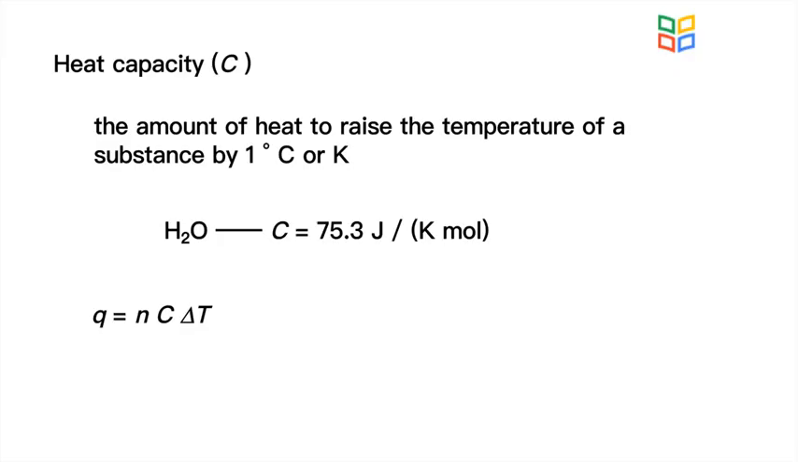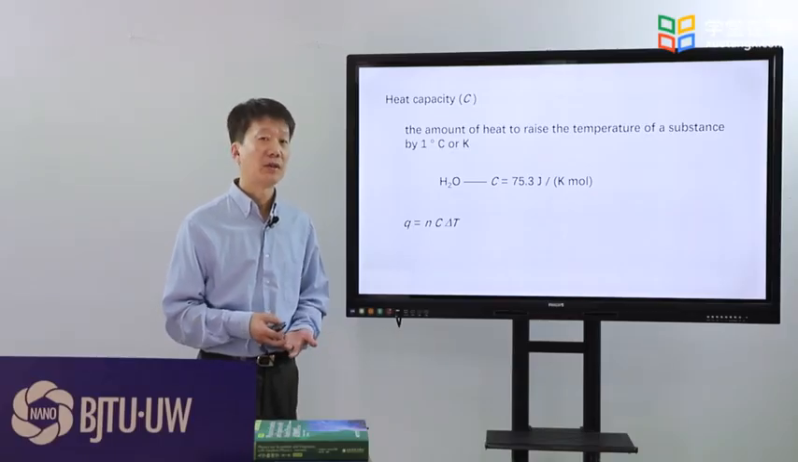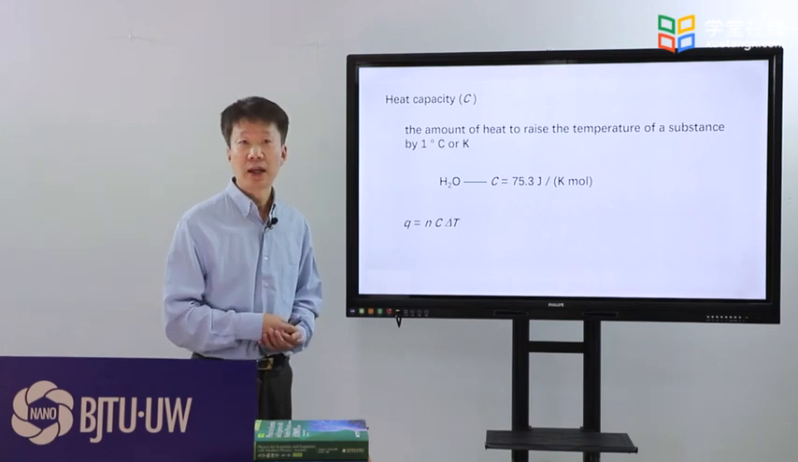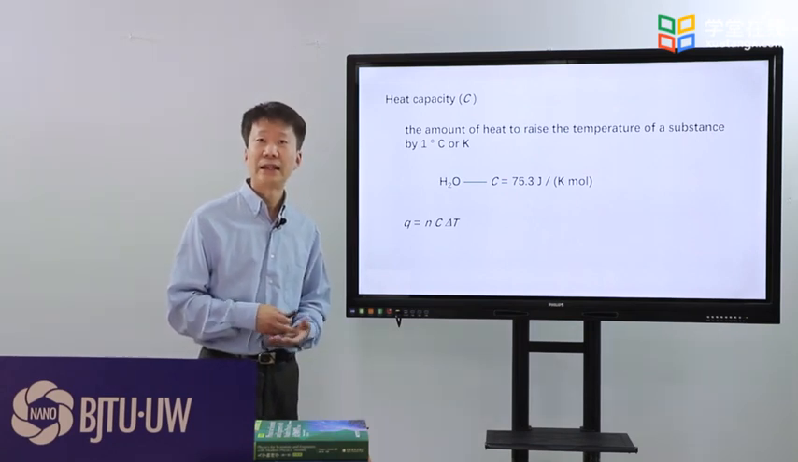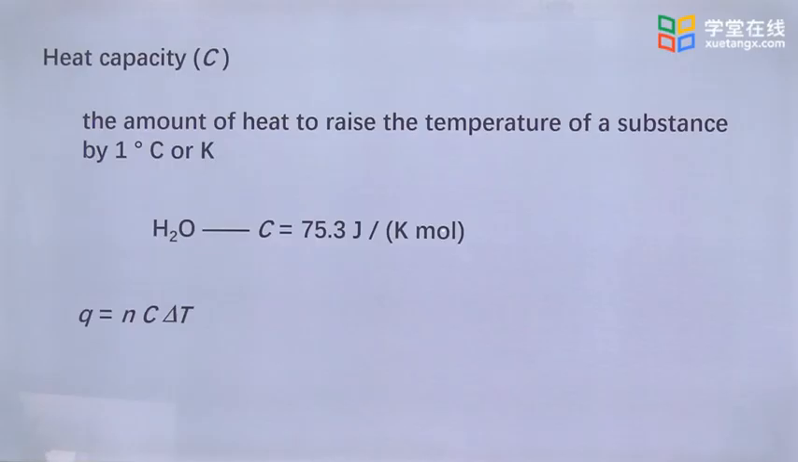The heat capacity, denoted with a C, is used to characterize the ability that a substance stores heat, defined as the amount of heat to raise the temperature of a substance by 1 degree C or K. For example, the molar heat capacity of water is about 75.3 joules per Kelvin per mole. It indicates that if temperature increases 1 K, 1 mole of water will absorb, or say, can store 75.3 joules of heat.